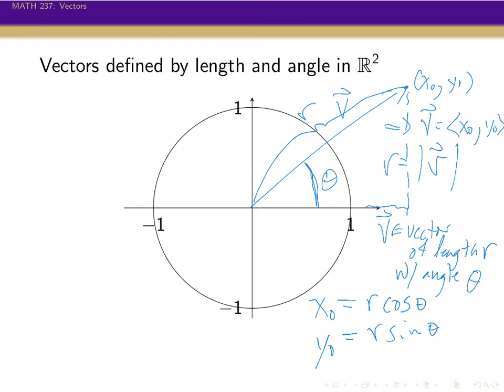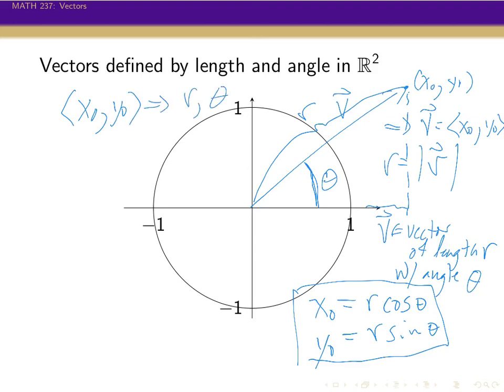And so anytime you're talking about a vector of a particular length and angle, and you want to write that into its components, this is the formula you're going to use. The x component is going to be r cosine the angle. The y component is going to be r sine the angle. If you're going the other way, if you're given x naught, y naught, and you want to go to r and theta, well, r is easy enough. That's the length. And so it's going to be the square root of x naught squared plus y naught squared.